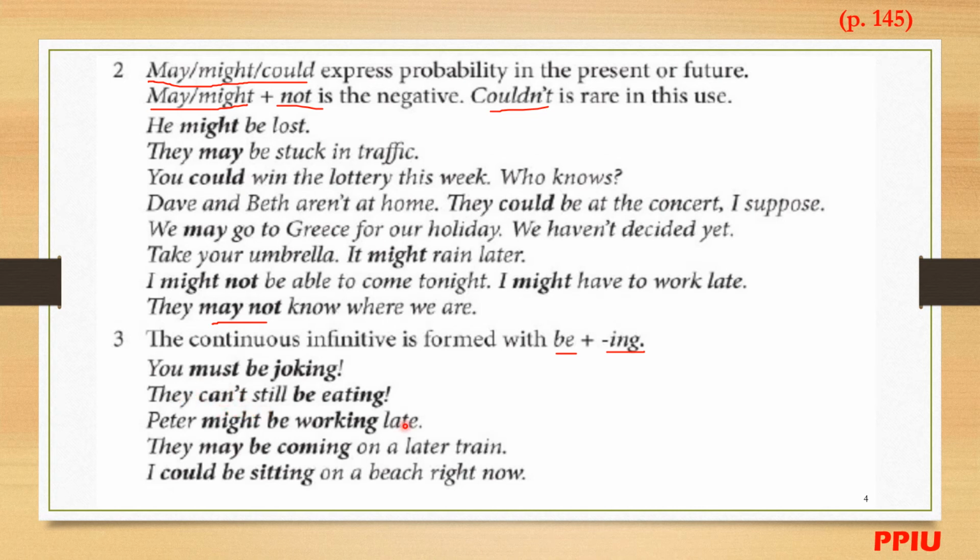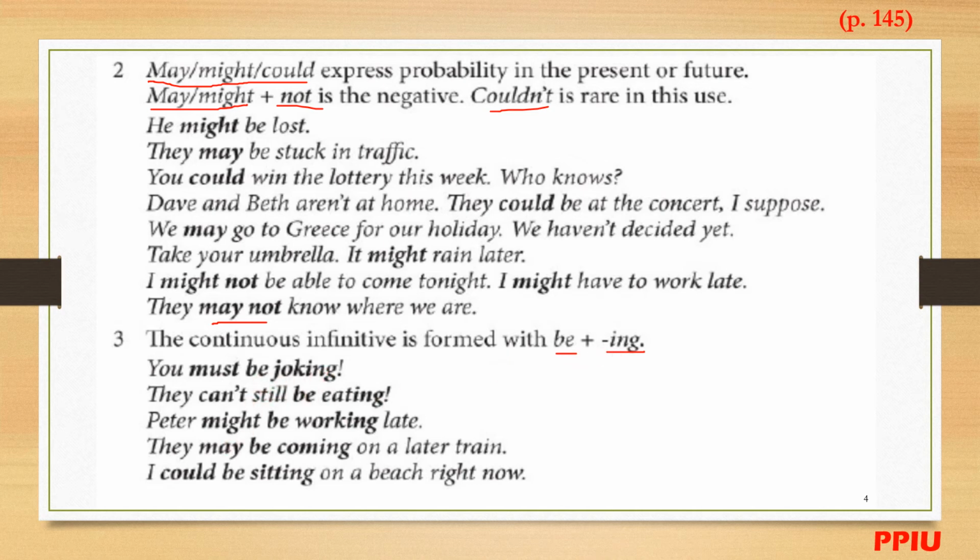They can still be eating. Okay. Peter might be working late. They may be coming on a later train. I could be sitting on a beach right now. Okay, the continuous infinitive is formed with be plus verb-ing, right? Be plus verb-ing.